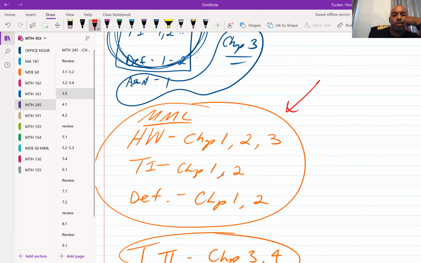As far as MyMathLab is concerned, homework, you have chapters 1, 2, and 3 homework that we're looking to knock out. And then that first test is just on chapters 1 and 2. That should be already available to you. Also, definitions, chapters 1 and 2. Our class doesn't end till like 3:20, but I'm not going to do anything else new today because we're done with chapter 3.